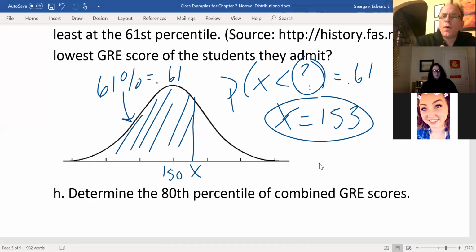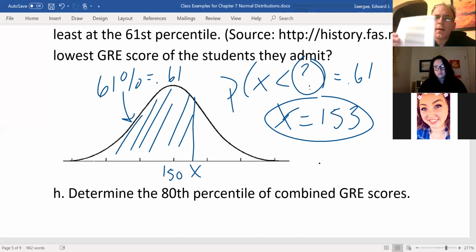So a score of 153 will put us at the 61st percentile. A score of 153 will put us at the 60th percentile, 61st percentile. Now, if you're using the table, if you're using z-scores, how do we do it that way? Okay, so let me show you that real quick.